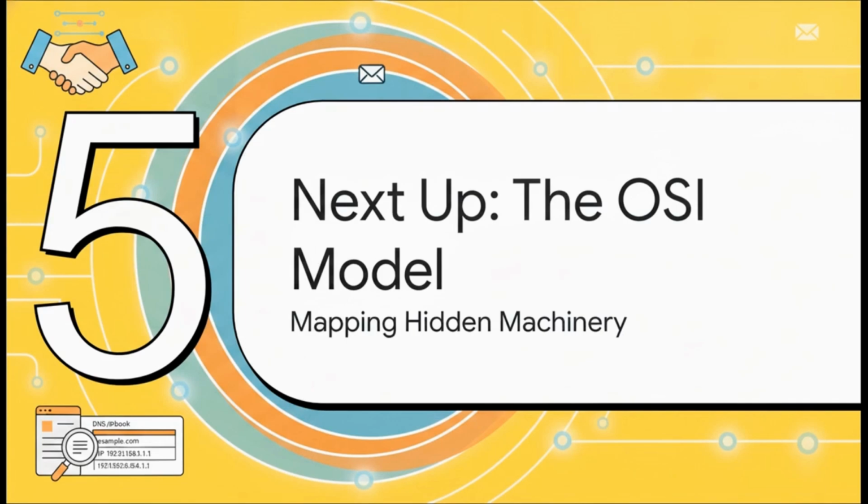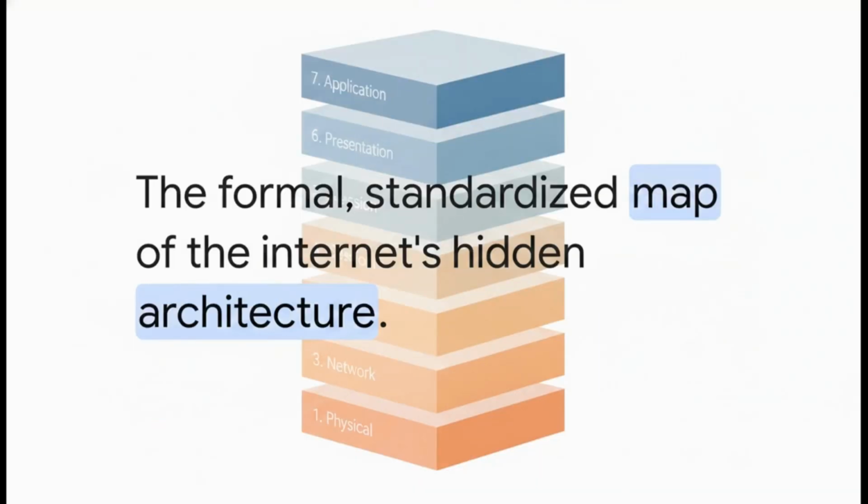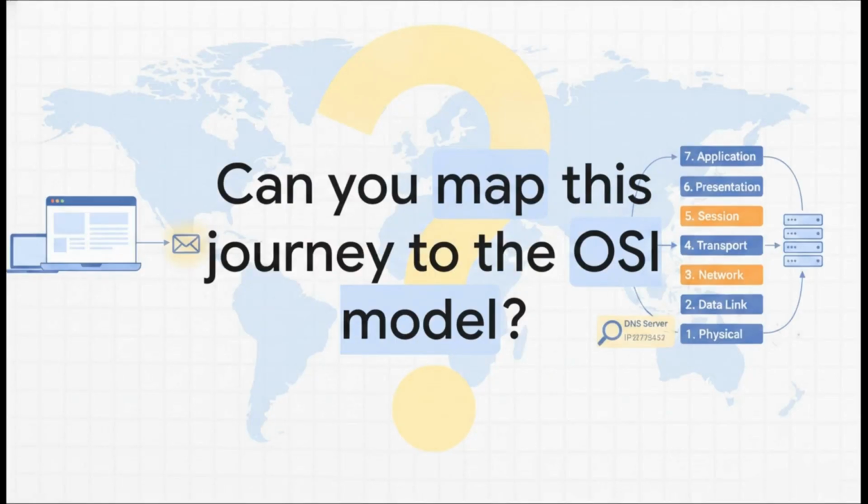Section 5. Next up, the OSI model. Mapping the hidden machinery. This explainer is just the beginning of our new mini-series diving into the hidden machinery of the internet. In our next explainer, we'll introduce the OSI model, the formal 7-layer map of everything we just walked through today. So I want to leave you with this final thought. Can you map the global journey of a single URL request that we just discussed directly to the 7 layers of the OSI model? Think about how today's relay race fits into that structure and follow along so you don't miss the answer.